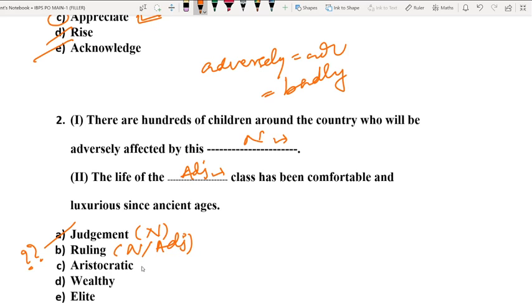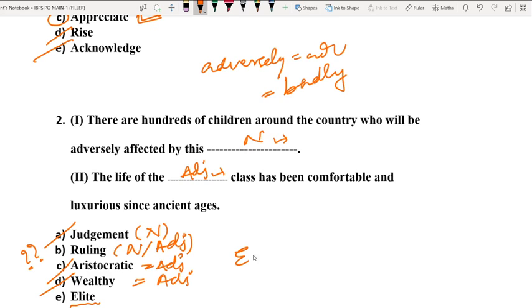See, aristocratic. This is only an adjective. Similarly, wealthy. This is only an adjective. Keeping the logic at hand, we can eliminate C and D as well. We have now only 2 options left, ruling and elite.